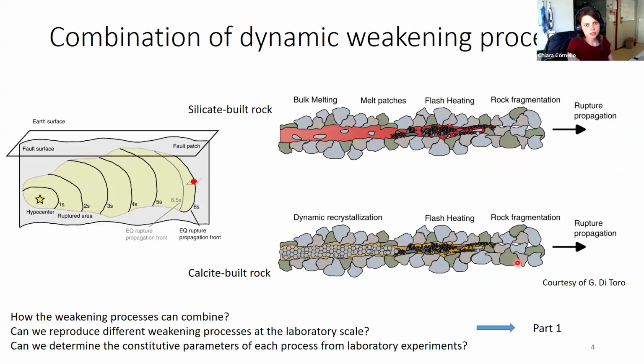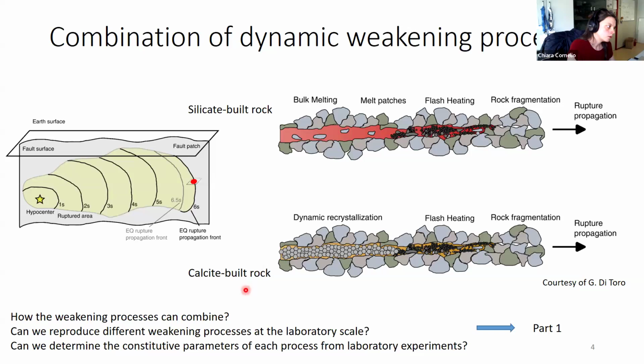If you want to schematize what is happening during the rupture propagation, we can see here on the left the epicenter, and then the rupture is propagating to the right. If you look at the tip of the crack of the rupture propagation, in a silicate-rich rock we have first the rock going into fragmentation, then there is the asperity melting, so flash heating is occurring at the asperity scale. If the slip is long enough, then we have the melting of entire patches of the fault, and in the end the formation of an entire layer of melt, in a process called bulk melting.